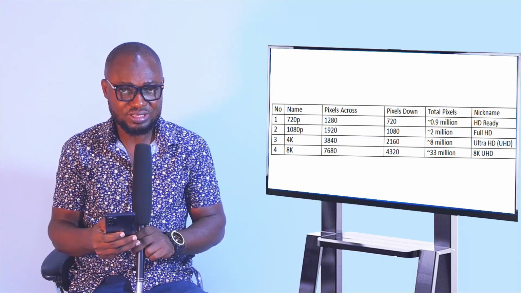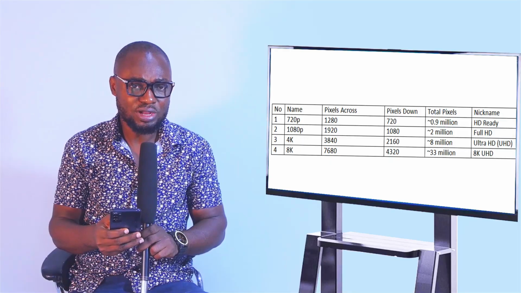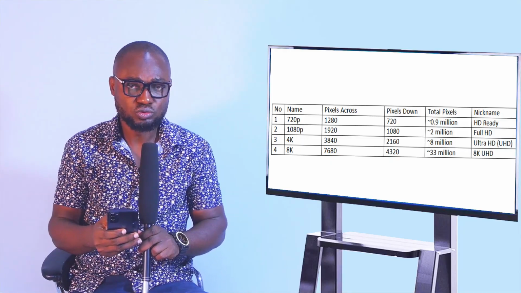How many pixels can we count in one straight line from left to right, from point A to point B? That is 1280 pixels, counting from end to end along the length. So we say 1280.